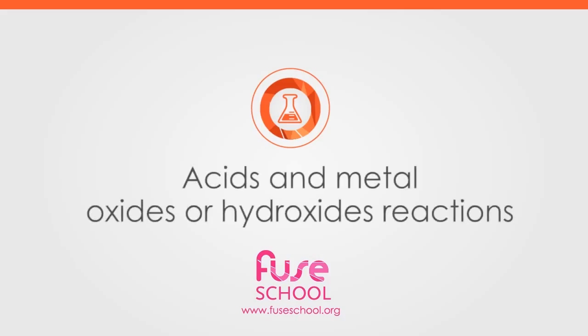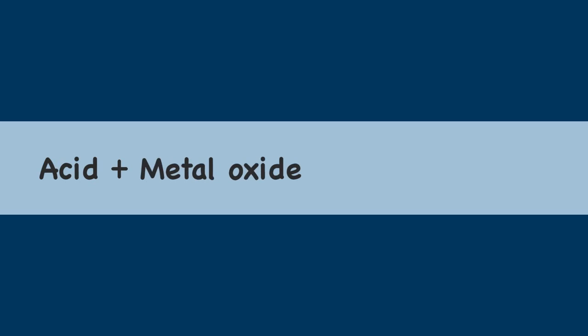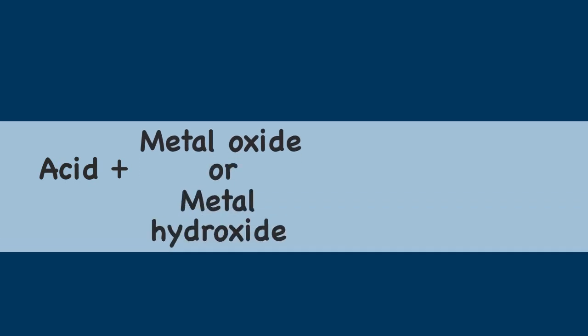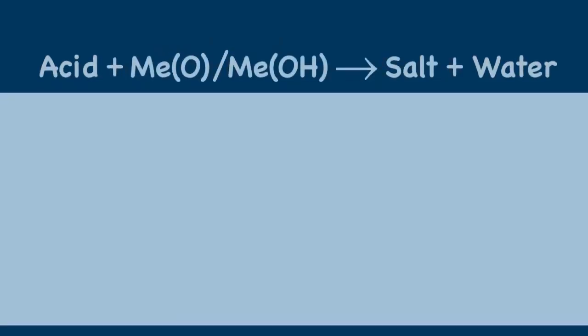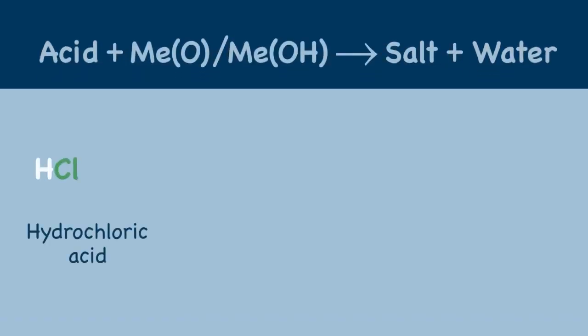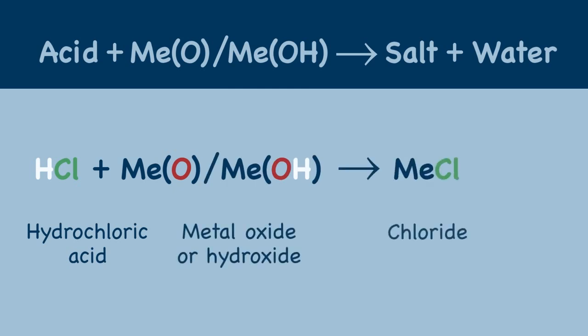We're going to investigate the reactions between acids and metal oxides, and also metal hydroxides. When an acid reacts with a metal oxide or a metal hydroxide, a salt and water is produced. If we react hydrochloric acid with a metal oxide or hydroxide, a chloride and water is produced. Let's take a closer look.